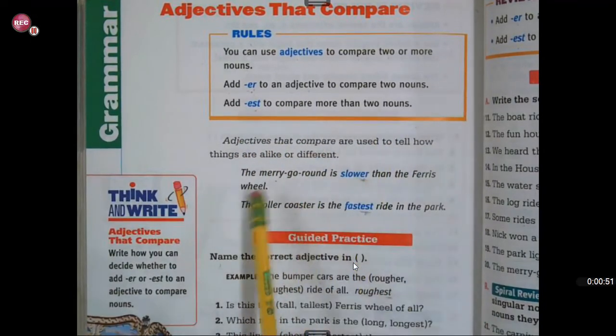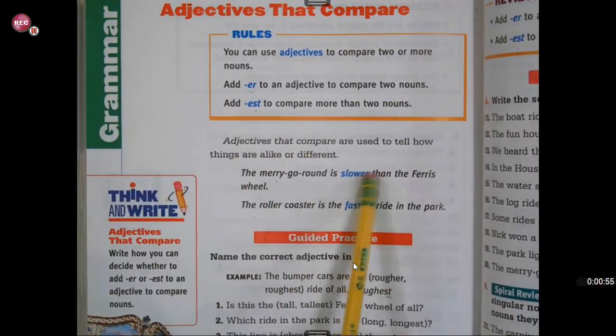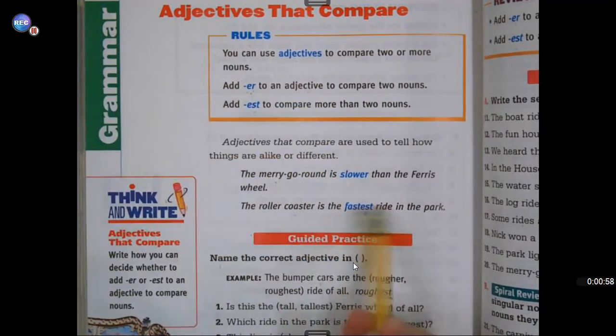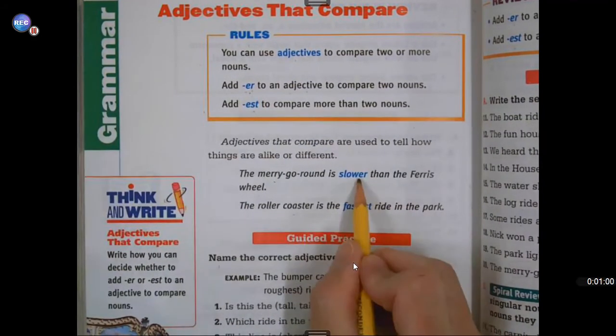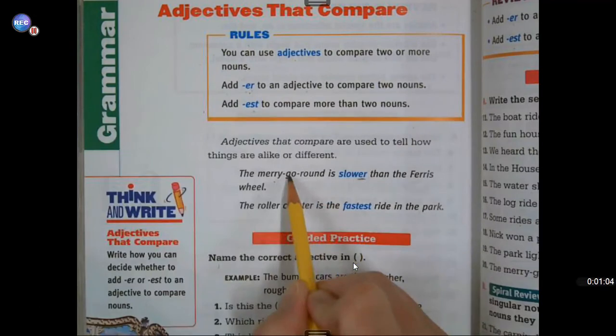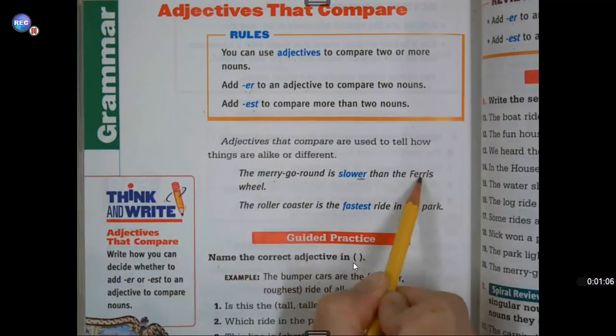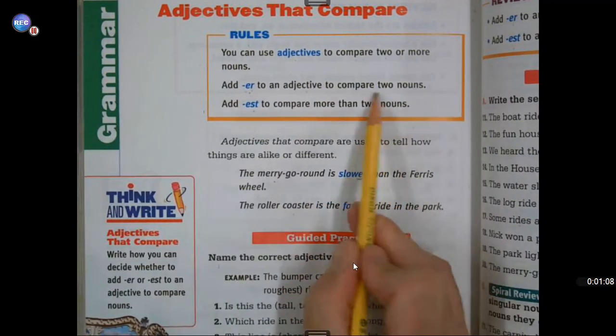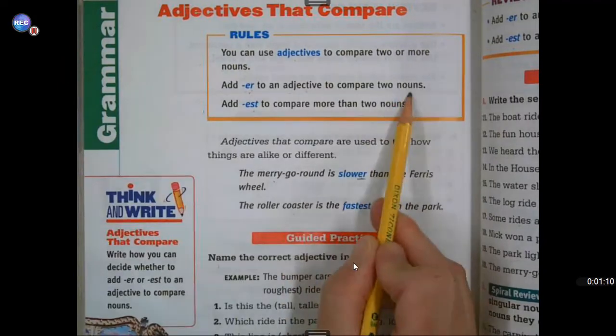So let's look and see how that works here at the example. The merry-go-round is slower than the Ferris wheel. You can see that the word slower ends with ER because it's comparing just the merry-go-round to just the Ferris wheel, which shows that it's comparing two nouns only.